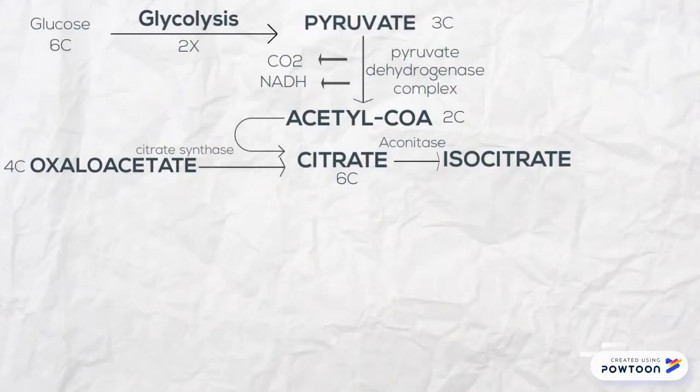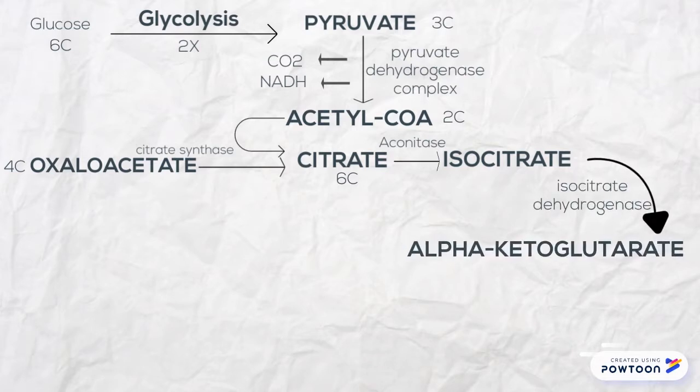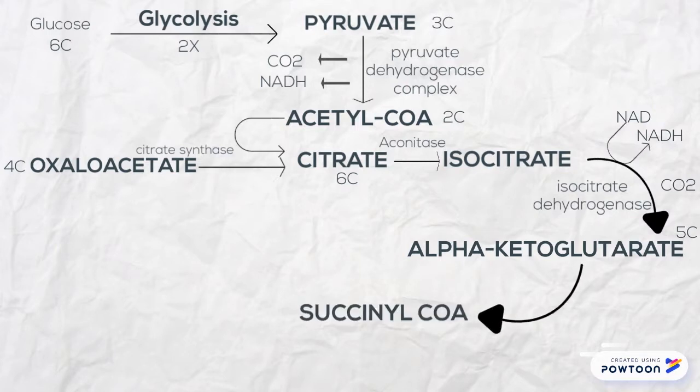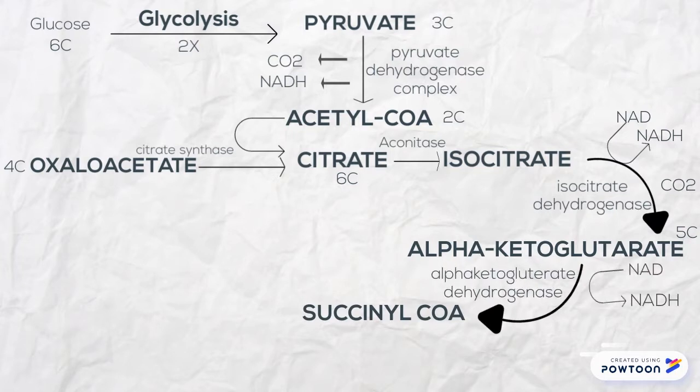The next step involves the isocitrate being oxidized into alpha-ketoglutarate by the enzyme isocitrate dehydrogenase, and in this reaction, a molecule of NAD is reduced to NADH, and a molecule of carbon dioxide is generated. Hence, the alpha-ketoglutarate is a 5-carbon compound since one molecule of carbon is lost as carbon dioxide. Next, the alpha-ketoglutarate is converted into succinyl-CoA by the enzyme alpha-ketoglutarate dehydrogenase, and in this reaction, also a molecule of NAD is reduced to NADH, and a molecule of carbon dioxide is released. Hence, the succinyl-CoA is a 4-carbon compound.